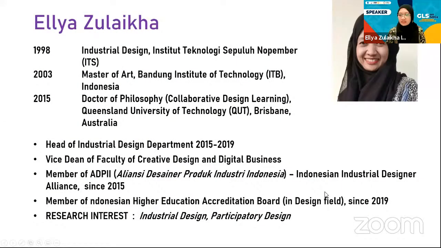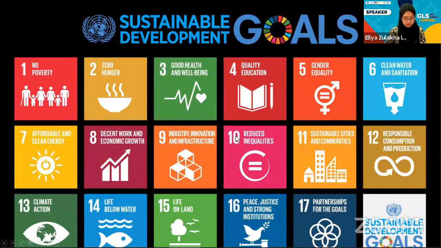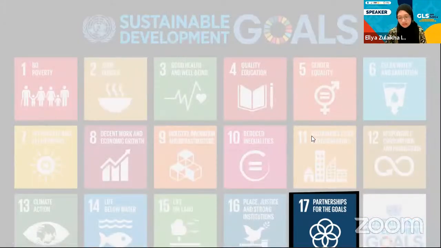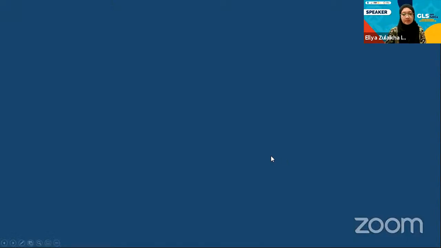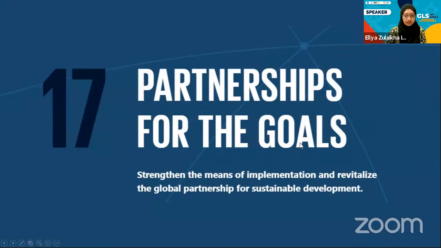As you see here, it was already mentioned by the committee. My background is industrial design, and recently my research interest is in participatory design. In this beautiful afternoon, I will deliver my presentation aligned with Goal number 17, although I think it also has a relationship with number 4 as well. This is about partnership for the goals: strengthen the means of implementation and revitalize the global partnership for sustainable development.